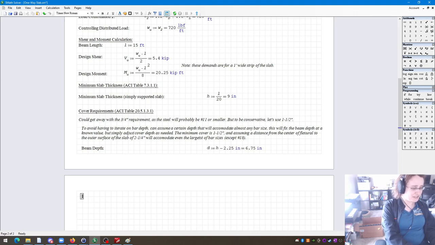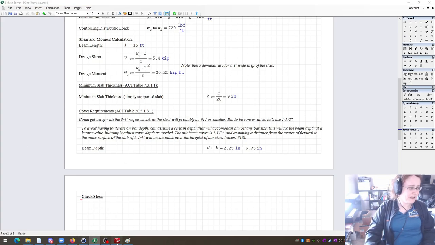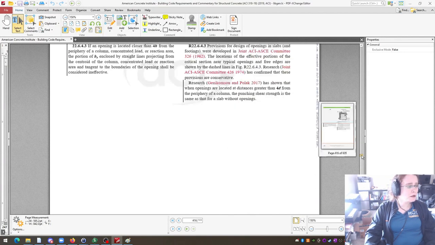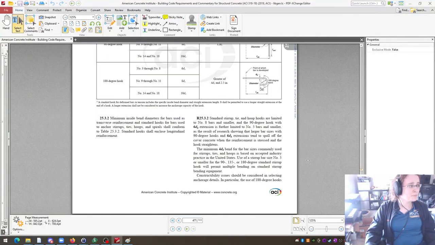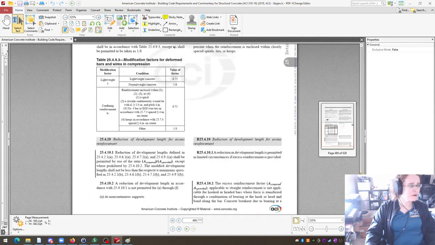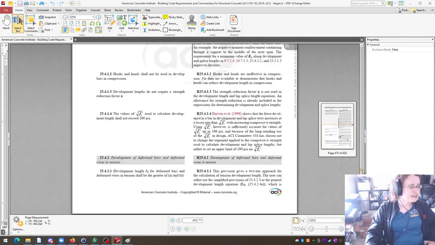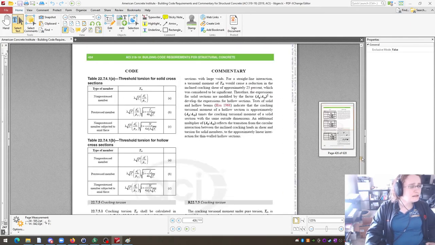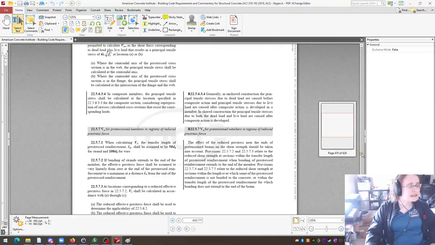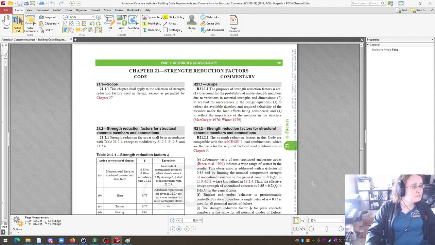Let's go ahead and check shear. Now, one thing we do need to do is to find our, not factors of safety, but our resistance factors for our shear. Go ahead and find that. And that needs a phi value.